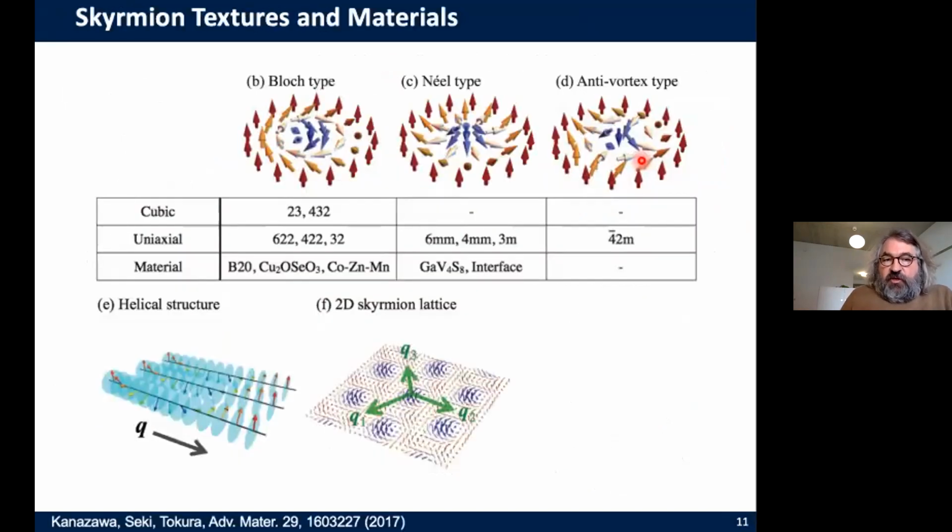So what do the skyrmions look like? Well, there are different flavors. First of all, there's the Bloch type skyrmion. The name is coming from the appearance of the domain wall, essentially, if you cut through the skyrmion here. These Bloch type skyrmions appear in, as I said, B20 materials, but also copper oxyselenite and cobalt zinc manganese. Another type of skyrmion are Néel type skyrmions, and quite fittingly, these are the skyrmions that appear in Albert Fert's heterostructures, so interfacial systems, as well as gallium vanadium sulfide.